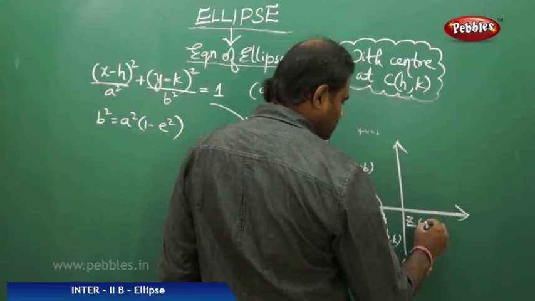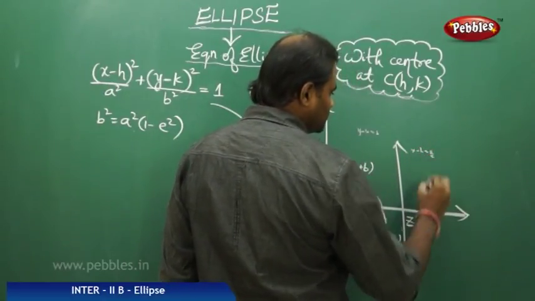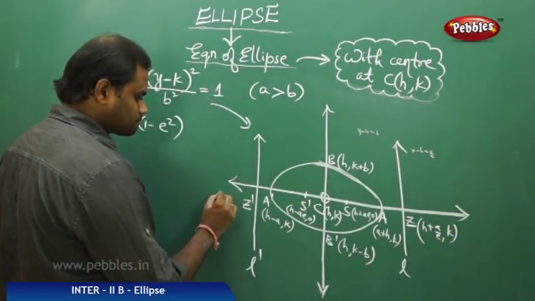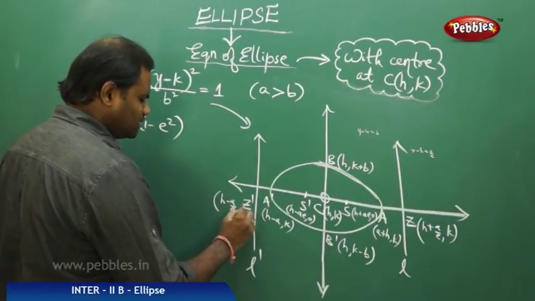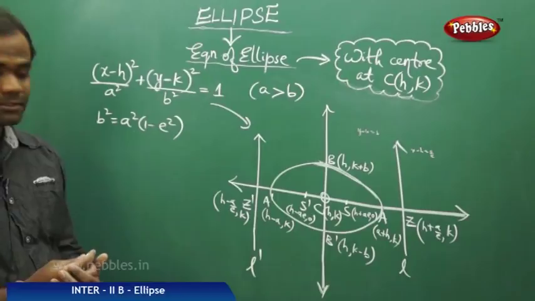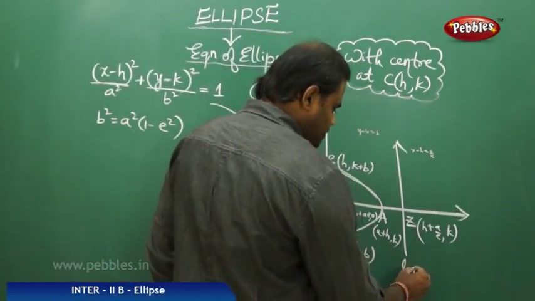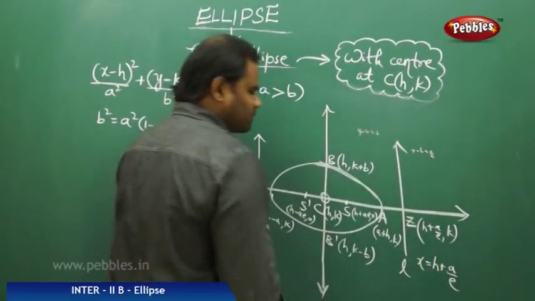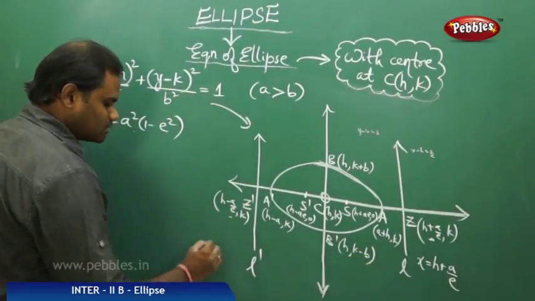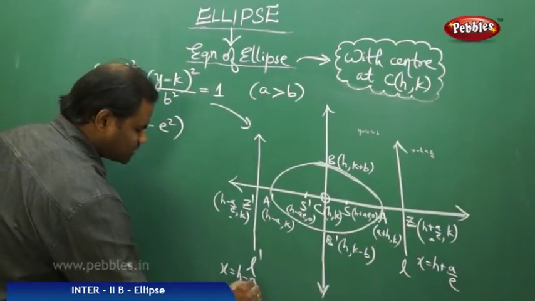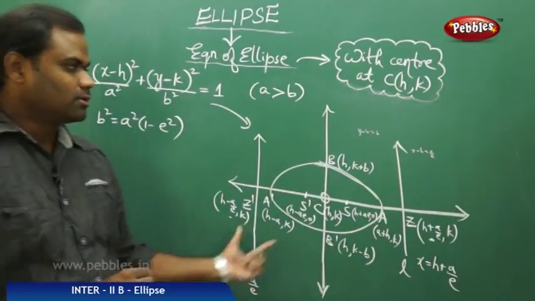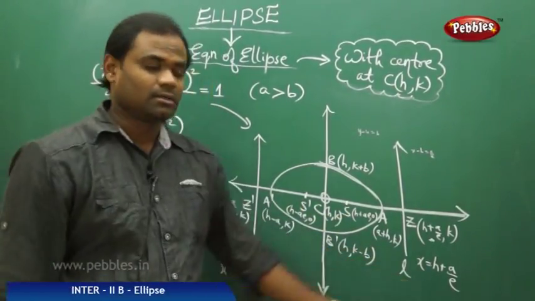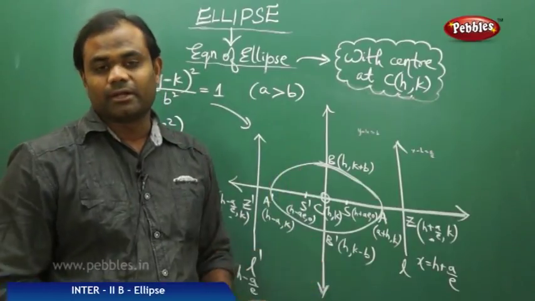Now my Z is (a by e, 0), so x minus h is a by e, so (h plus a by e, k), and (h minus a by e, k) is what I get for Z dash. And the equation of the directrix, which is x equal to a by e, becomes x equals h plus a by e, which is the x coordinate of Z, and x equals h minus a by e, which is the x coordinate of Z dash. This is how we get the center, the foci, the directrices, and the endpoints of the major and minor axis.